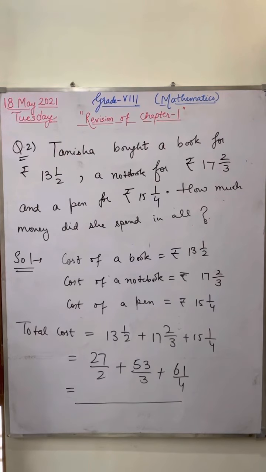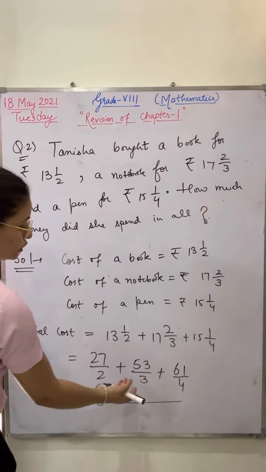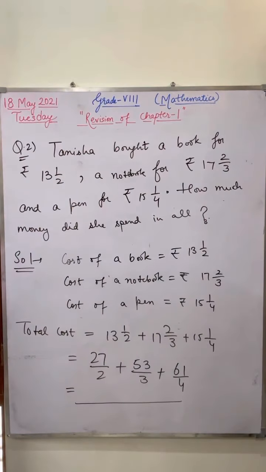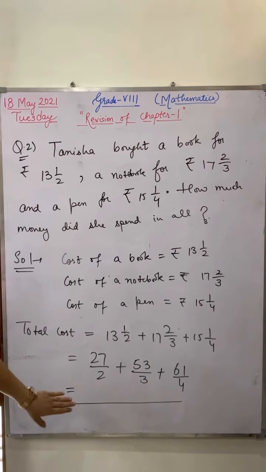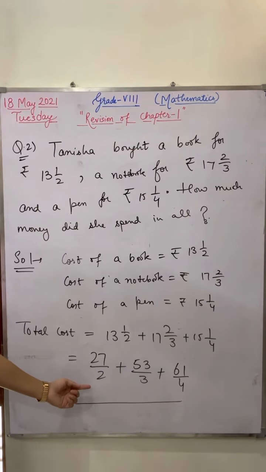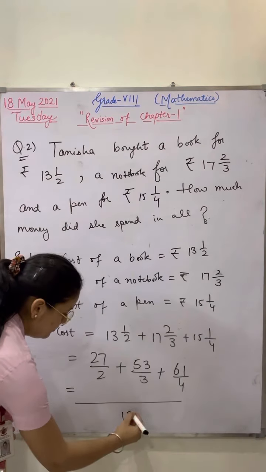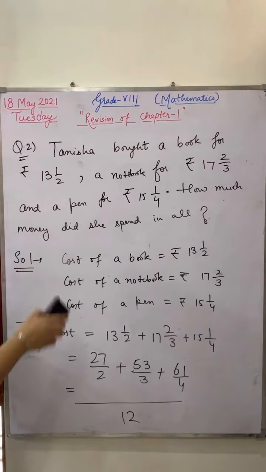Okay, ma'am. Due to some network issue, the voice is fluctuating. Okay. The next steps are you have to take the LCM of 2, 3 and 4 and solve the question. I'm not solving the rest of the steps. How much will be the LCM? 12. Very good. After taking LCM 12, solve the terms and you will get the answer. Now note down the next question immediately.